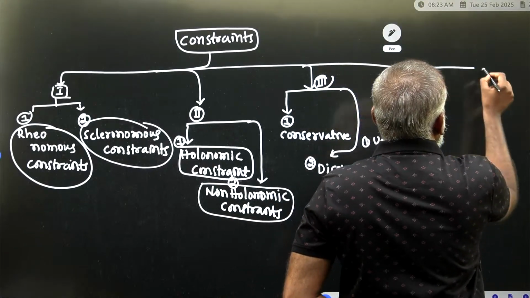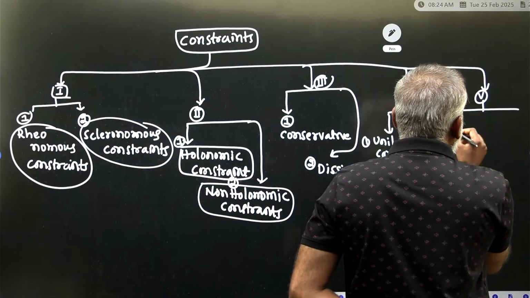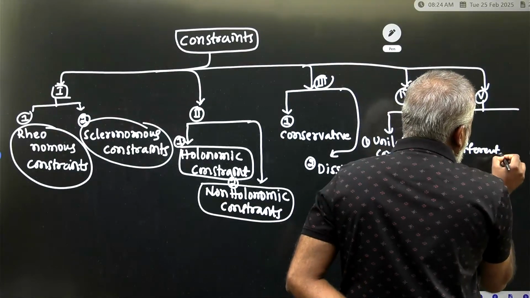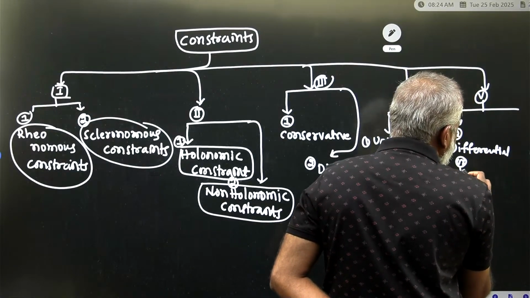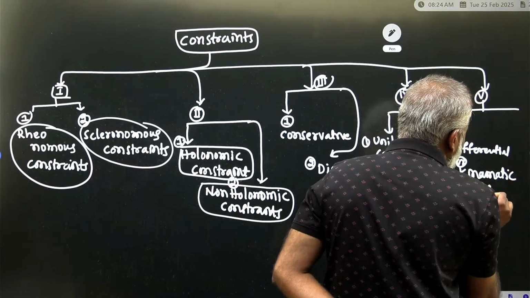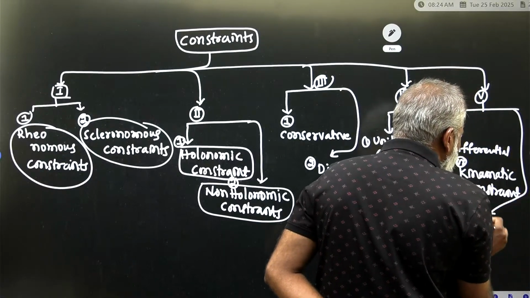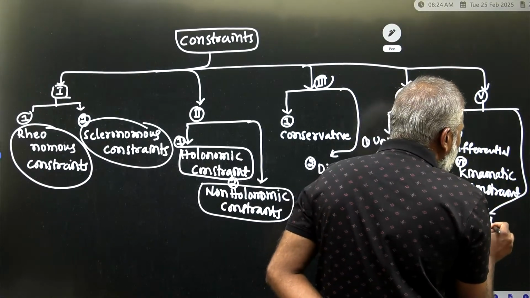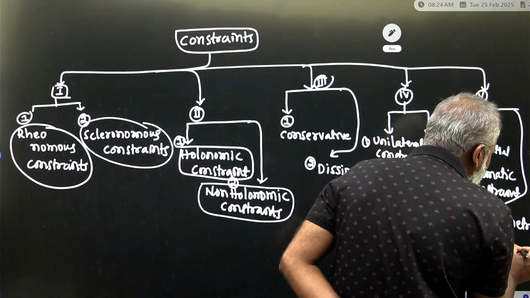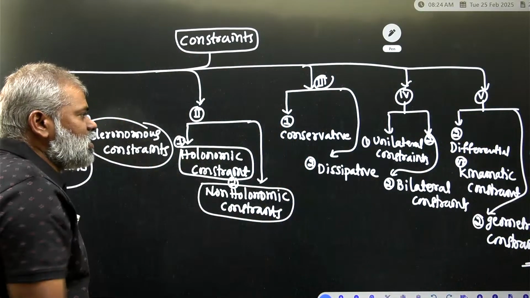What is the fifth variety? Here also there are two. One is the differential, or kinematic, constraint. The other is the geometrical constraint. Clear? So how many varieties are there? 5 varieties of constraints.